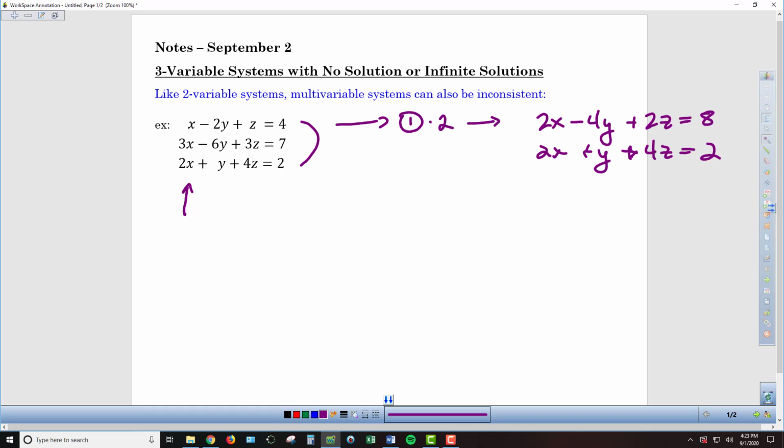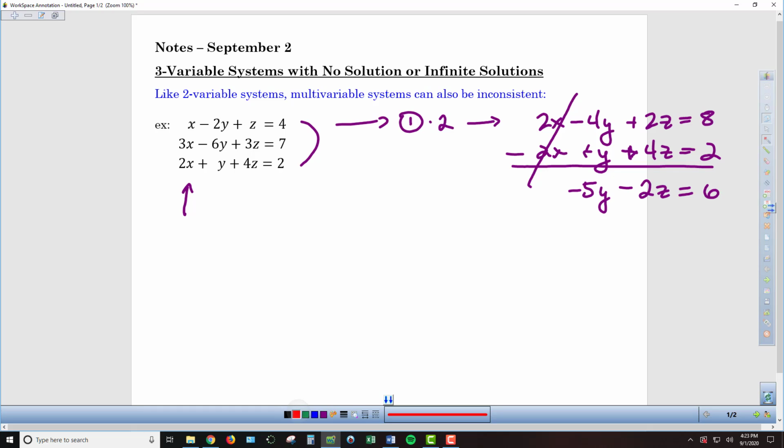And so now I'm going to subtract these two equations, and that will get rid of the x's. And so if I do that, indeed the x's go away. Now again, with our subtraction, we have to be careful. It's negative 4y minus y, so negative 4 minus 1 becomes negative 5y. 2z minus 4z gives me negative 2z. And then finally, 8 minus 2 gives me 6. So far, this could have been in our previous notes.